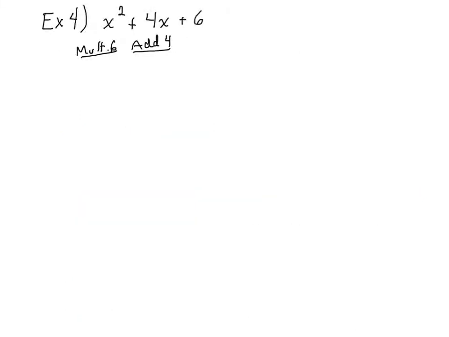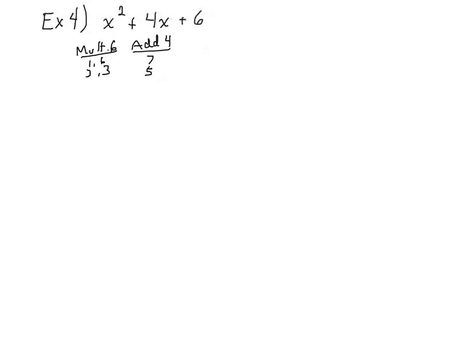In example 4, let's factor x squared plus 4x plus 6. We need two numbers that multiply to 6 and add to positive 4. So numbers that multiply to 6 are 1 and 6, 2 and 3 for the positive options. 1 plus 6 is 7, 2 plus 3 is actually 5. So far we have no sums that are possible. We can try the negatives as well, but they aren't going to work either.